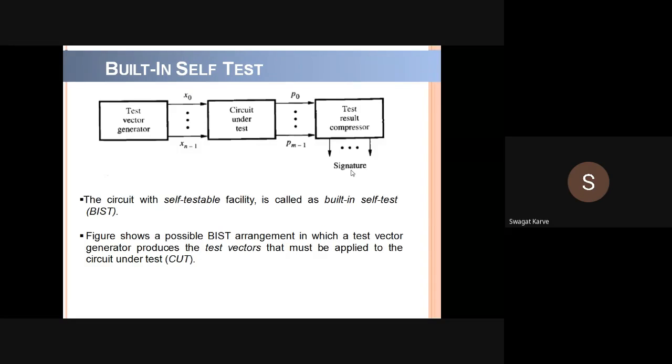So what we have discussed yesterday, last to last lecture: scan path testing. Okay, very good. We have discussed the advantages of scan path testing also, right? There are certain advantages, and what are the disadvantages of scan path testing?